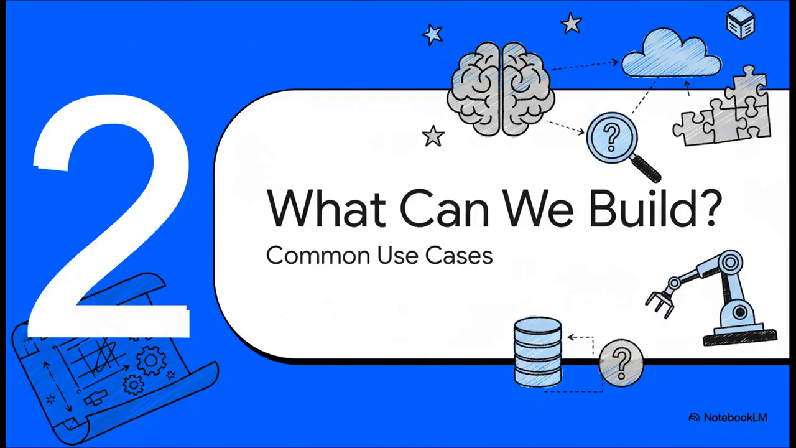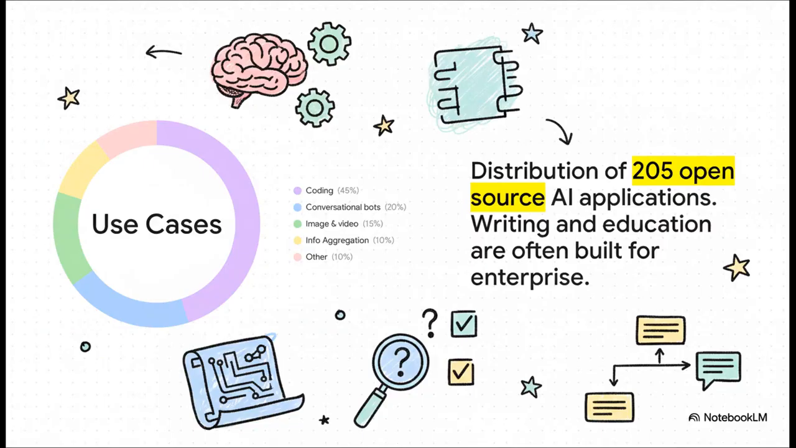Okay, so we've got these incredibly powerful foundations. The next logical question is, what are people actually making with them? Let's see what's popular out there right now. Now, this is really interesting. When you look at over 200 open source AI projects, what jumps out? Coding assistants are huge. They're everywhere.